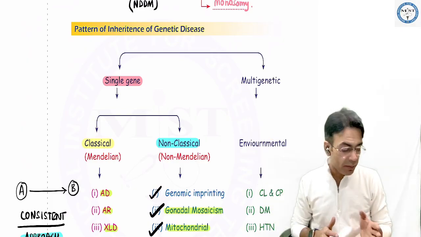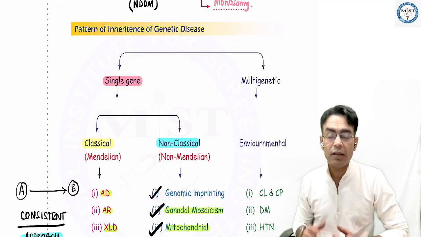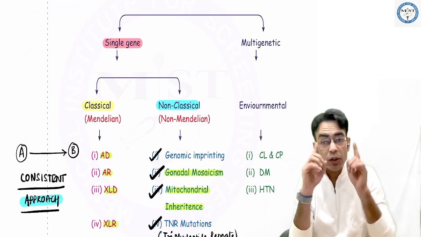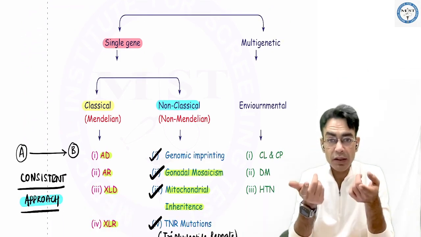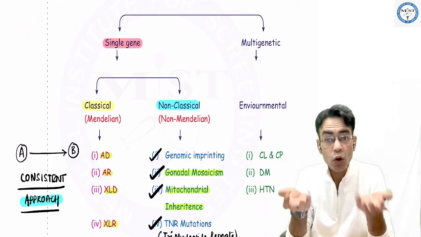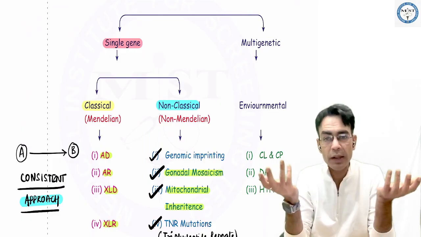In single gene disorders, it can either be a classical or a non-classical pattern. A classical pattern is a Mendelian pattern; a non-classical pattern is a non-Mendelian pattern. What are the classical patterns? Where both the parents are responsible in transmission of disease. In a non-classical pattern, only one parent is responsible, and there is no rule of probability here. Either everyone will be diseased or no one will be diseased.